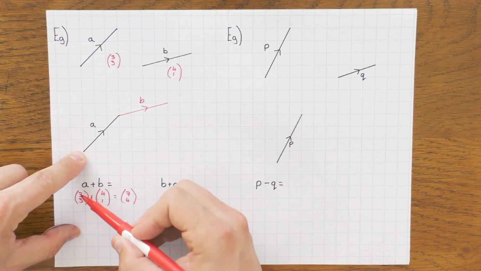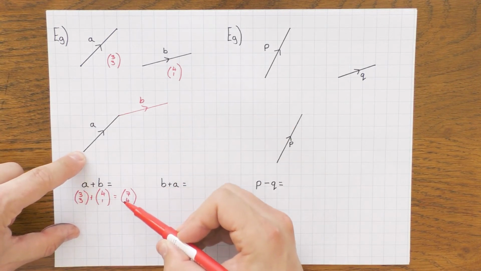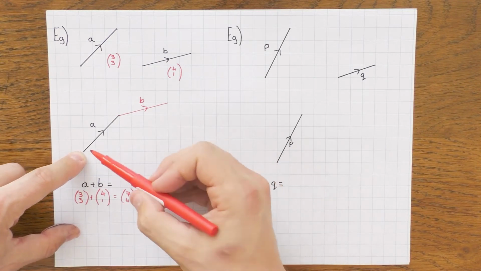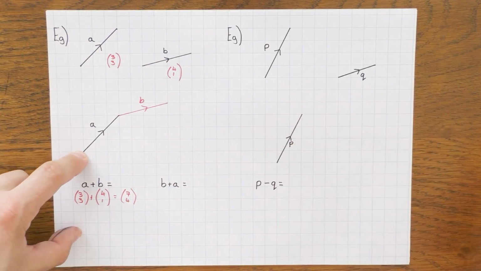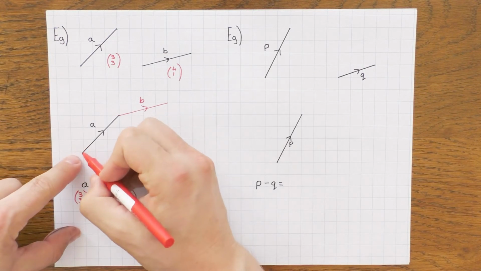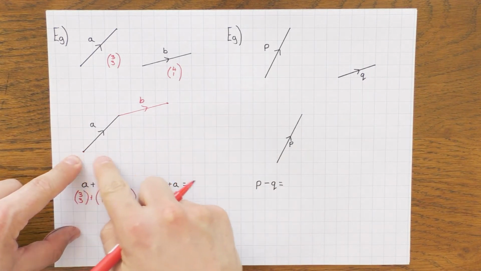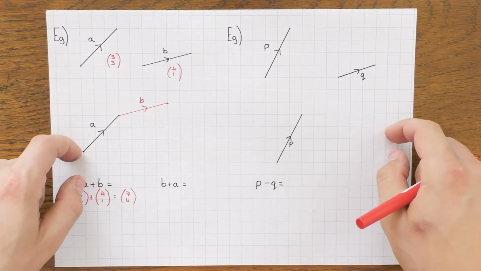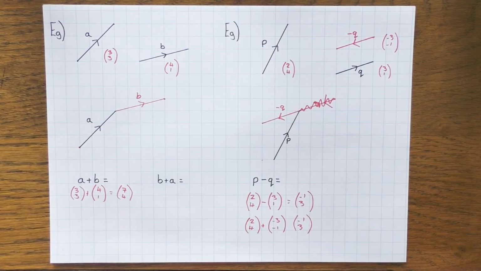So you can see I can just very simply add the vectors here to find out what the overall resultant vector would be when I add those two together. And you can see if I start at that point there and that point there, I go 7 across, 4 up, it works.